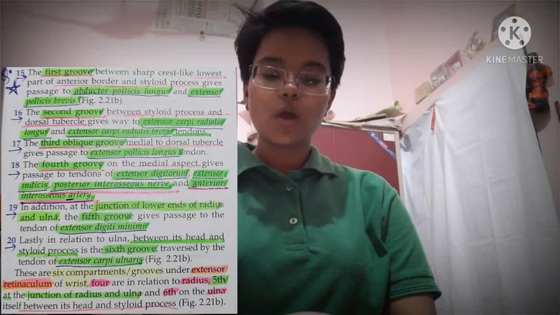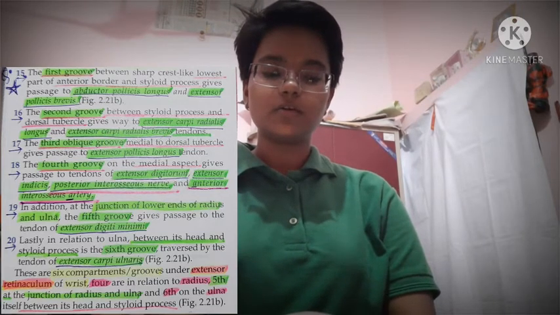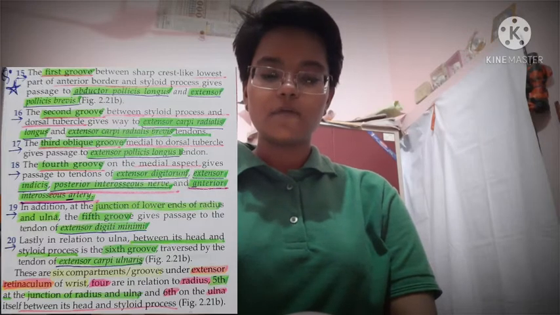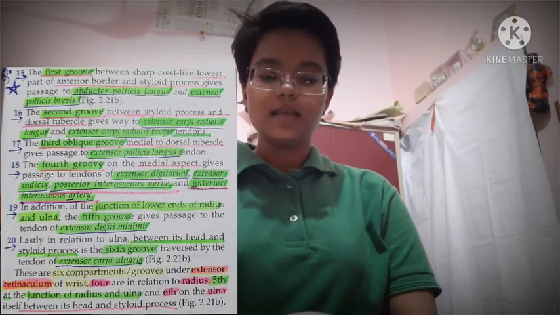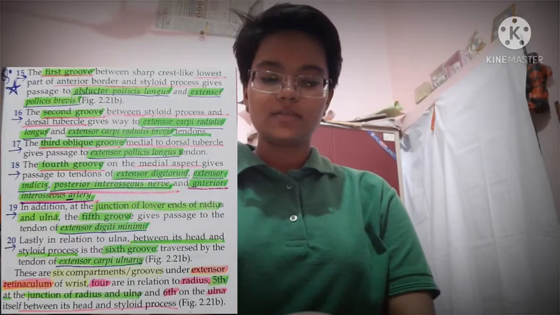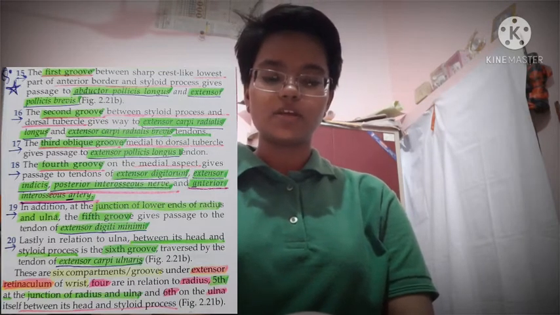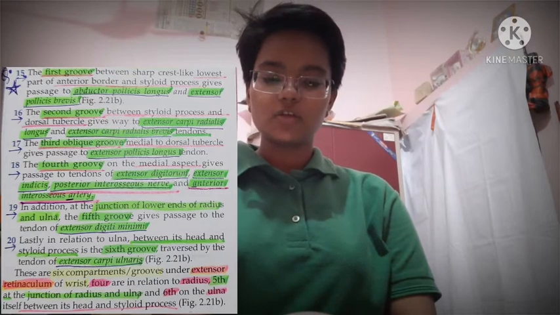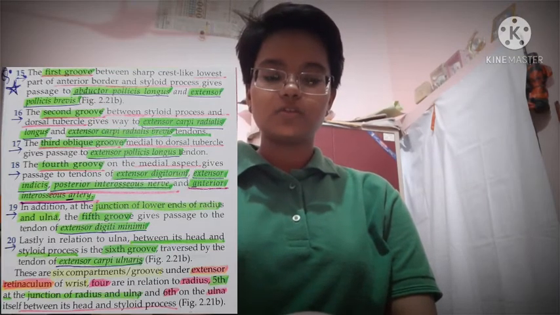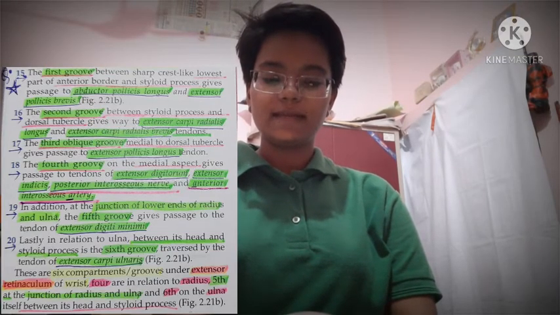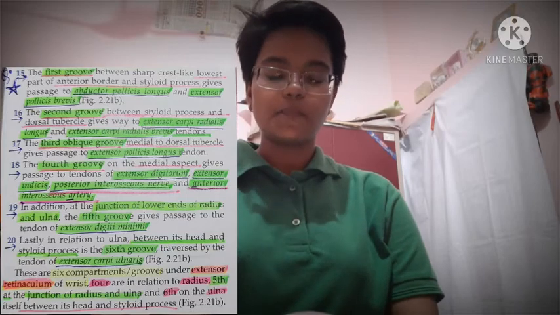Lastly, in relation to the ulna, between its head and styloid process, is the sixth groove, traversed by the tendon of extensor carpi ulnaris. These are the six compartments under the extensor retinaculum of the wrist. Four are in relation to the radius, the fifth at the junction of radius and ulna, and the sixth on the ulna itself, between its head and styloid process.